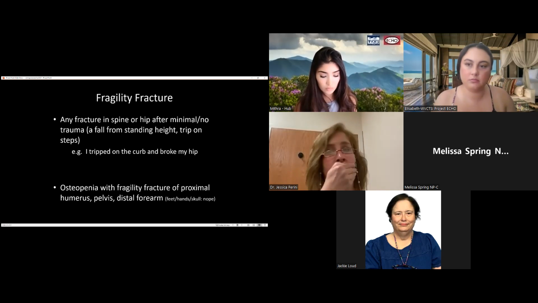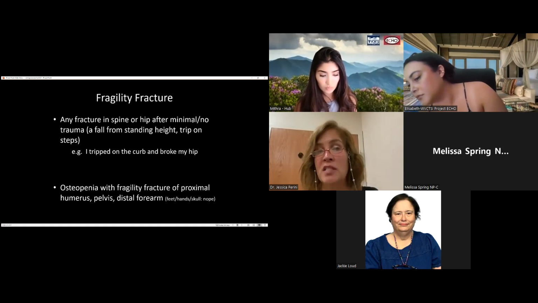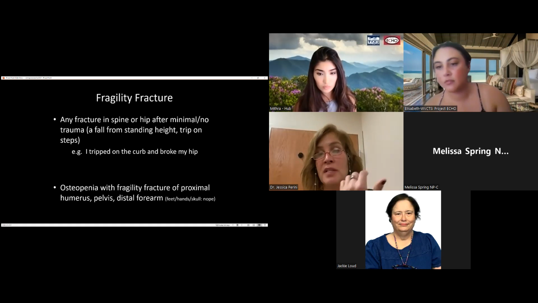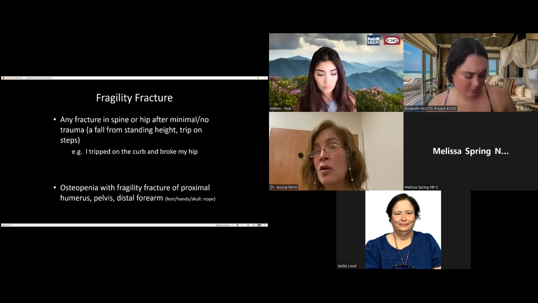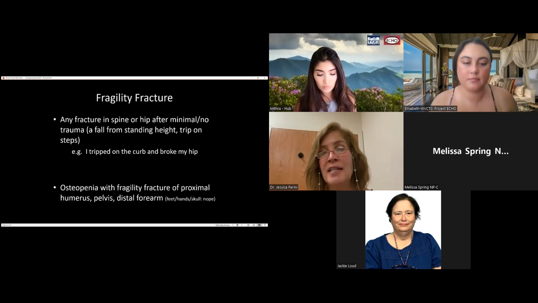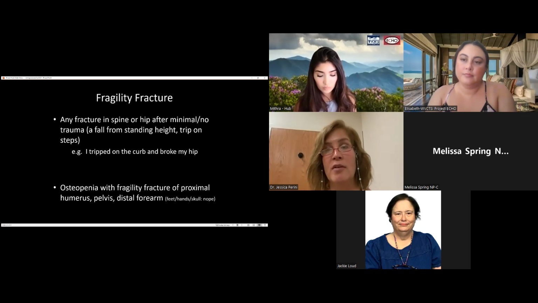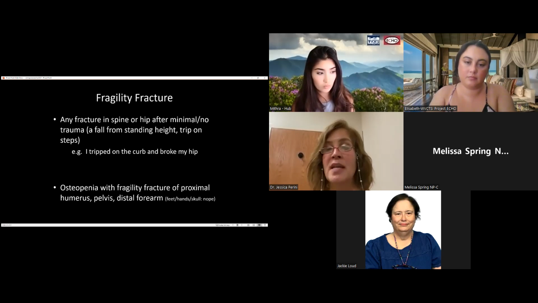Now, you can also have a fracture in the proximal humerus, the pelvis, or the distal forearm, and those also count as locations for a fragility fracture. So feet, hands, and your skull, they do not count. If you break a bone in your foot or in your hand, that does not qualify you as having fragile bones in general. It's sort of excluded from this category of fragility fracture. Next slide.